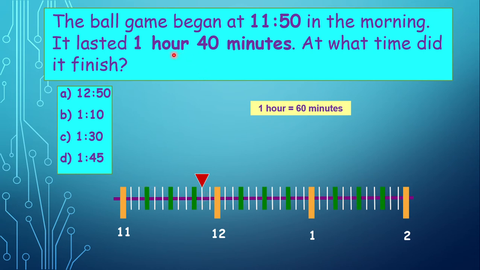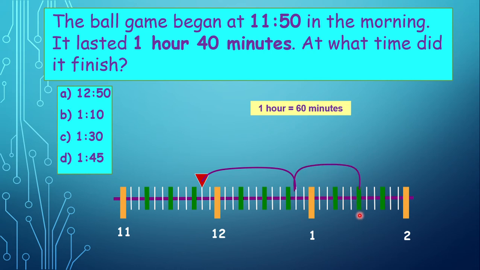Now you will jump 1 hour. You know that 60 minutes is 1 hour, right? So let's take one jump and we go to 12:50. So 12:50, that will be 1 hour. Now you have to add 40 minutes. So let's go. 5, 10, 15, 20, 25, 30, 35, 40. It stops here.